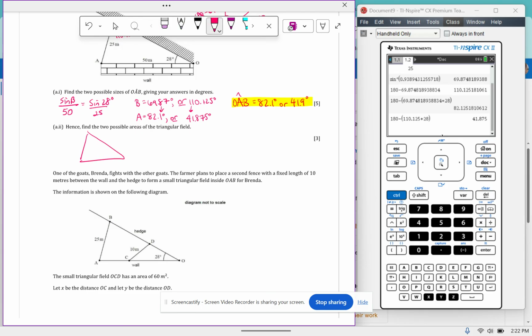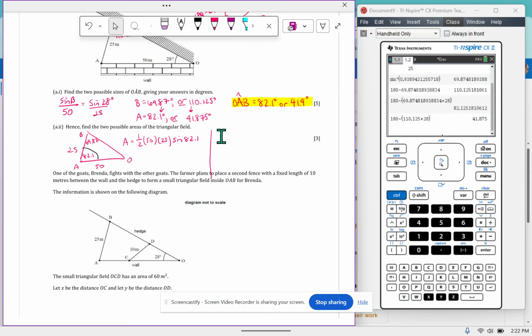So we have A, B, O. B was 69.87, A was 82.1, we had 50, and we had 25. So this is the angle in question here: as angle A changes, how does that affect the area? Well, let's find out. The area is going to be 1/2 a b sine of the included angle.